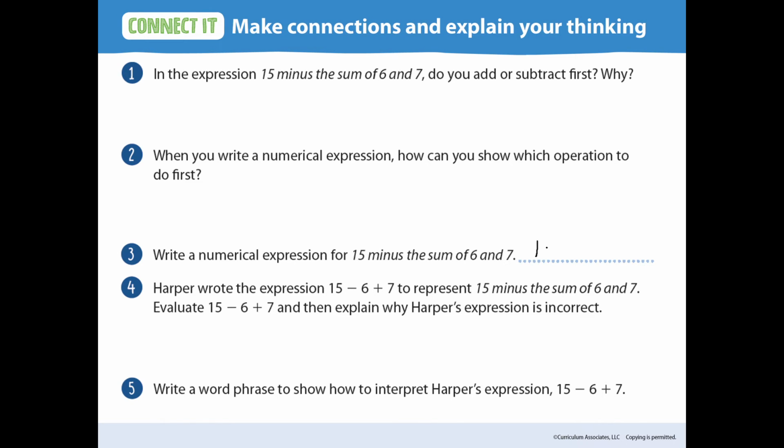Number 3, write a numerical expression for 15 minus the sum of 6 and 7. We have 15 minus, and I'm going to put the sum of 6 and 7 in parentheses so we know to do those first.